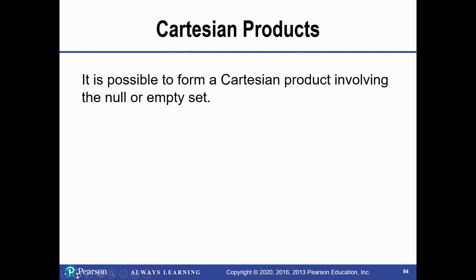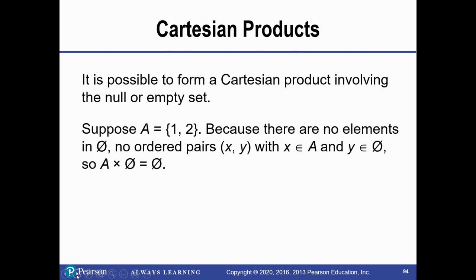It is possible to form a Cartesian product involving the null or empty set. Suppose that we have a set A, and because there are no elements in the empty set, no ordered pairs x comma y with x in A and y in the empty set is possible. So the cross product between a set and the empty set is simply also the empty set. Similarly, if we cross the empty set or the null set with a set, then we also get the null set or empty set.